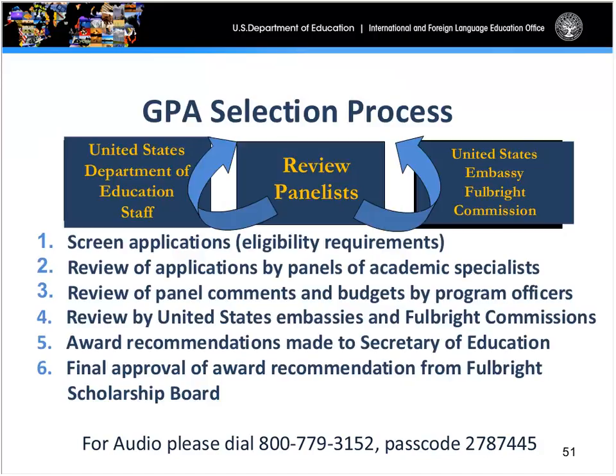So now you've applied, you've had the selection criteria, you understand the different project types and everything. What's next? What are you looking forward to? And so this is where we'll talk about the GPA selection process.